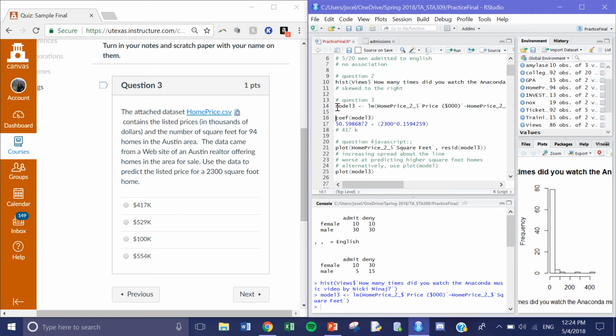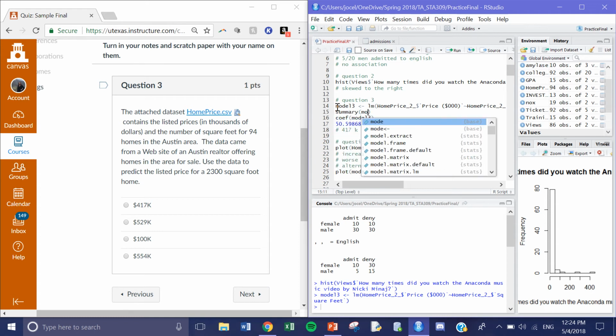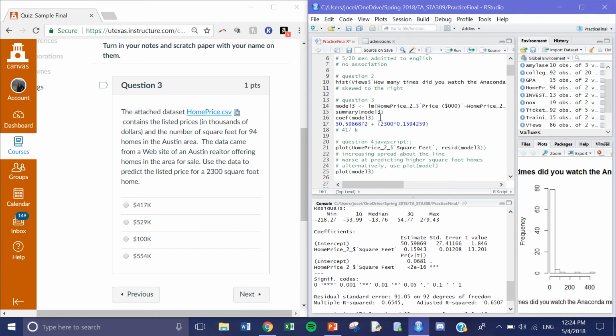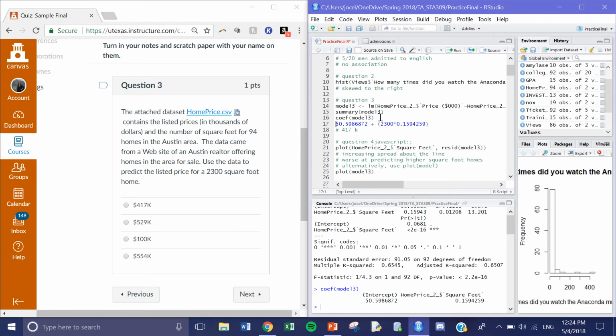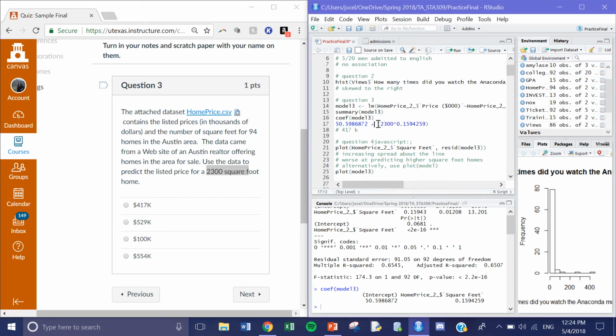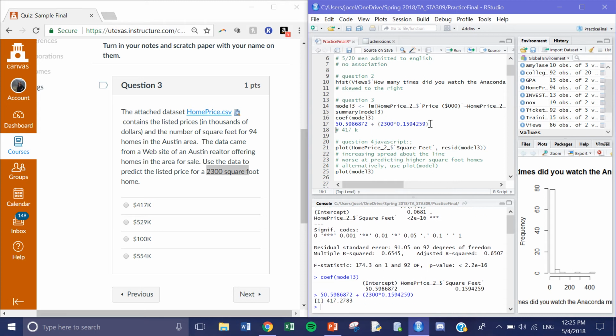And to look at the coefficients, you can either do summary of model 3, and it gives you a lot of different information, or just look at the coefficients. We can use this function called coef, which just shows me the coefficients of each one. And I see that the intercept is 50.59, and the coefficient of square feet is 0.16. So then I just plug my x, which is this 2,300 square foot, into this equation. So I do the intercept plus 2,300, the x, times the slope. And I see that the predicted price using this model is $417,000.